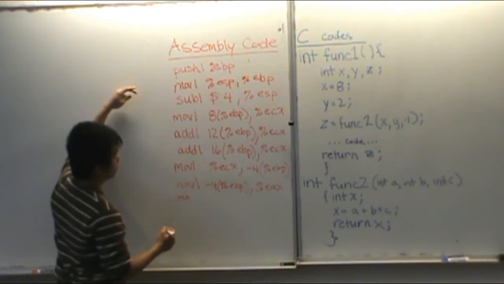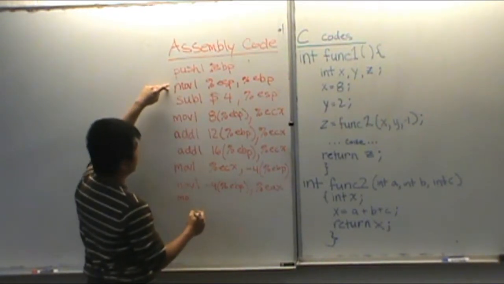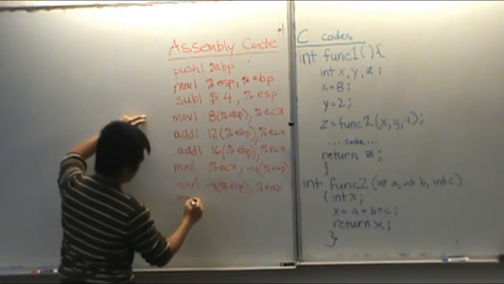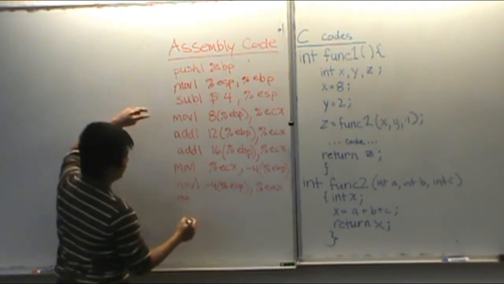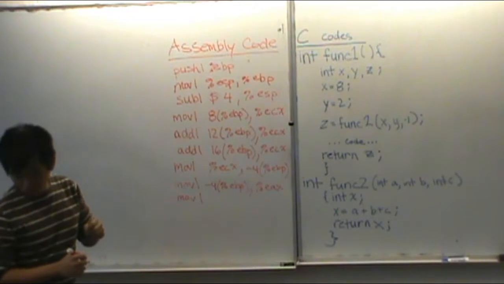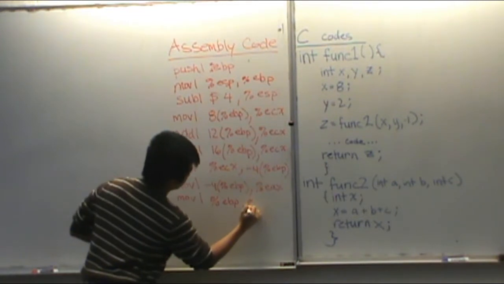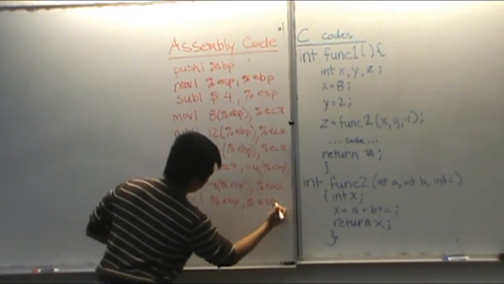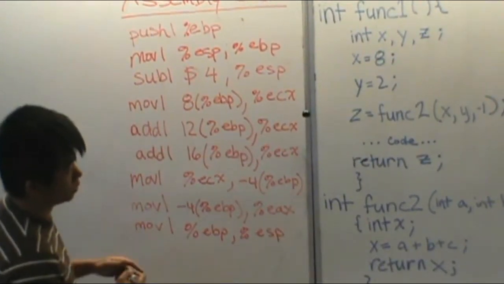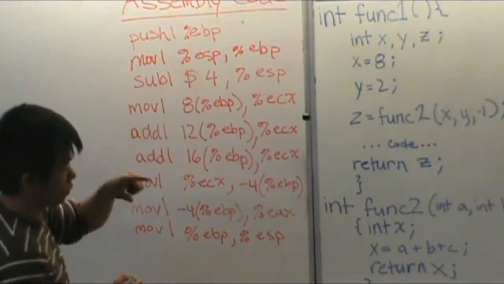It's a last in, first out structure. So what we did was subtract from ESP. Now we're adding to ESP, kind of like a shortcut. So we move %EBP to %ESP, and then we pop it to go back to the return function.